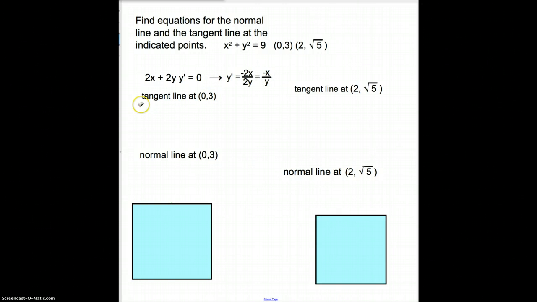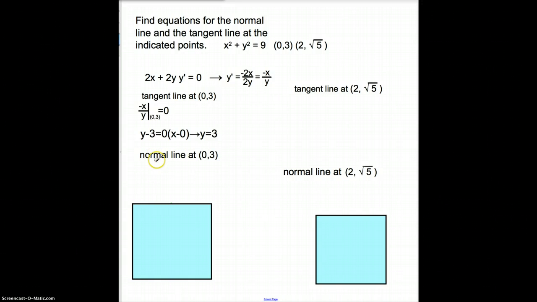So if we want the tangent line at (0, 3), that's going to be our slope. But we want the slope at (0, 3). So first we want to plug in (0, 3). We plug in 0 for x and 3 for y, and we get a slope of 0. And then we use the point (0, 3) and the slope of 0 in our equation of a line. y minus y1, so y minus 3 equals m, that's our slope, times x minus x1, which is 0. So that's the setup, and then you solve it for y and you get y equals 3. So that is the equation of our tangent line.